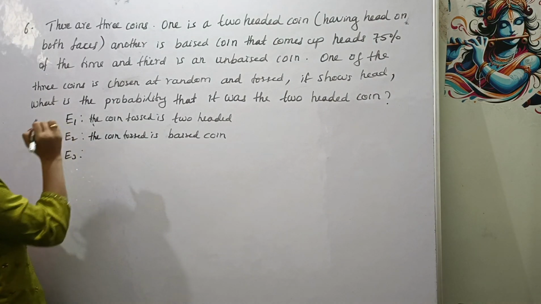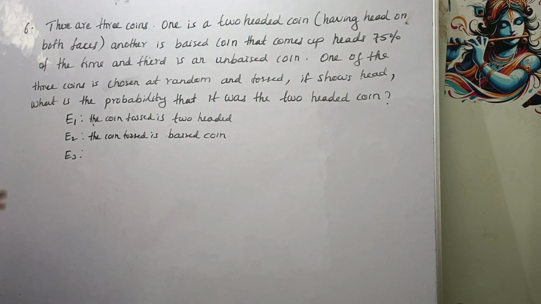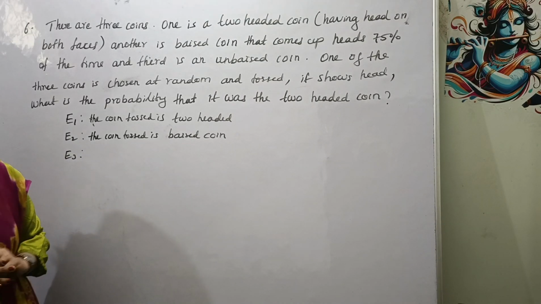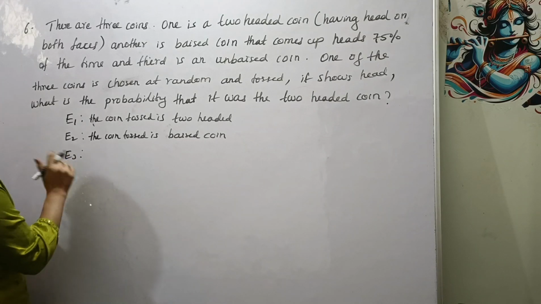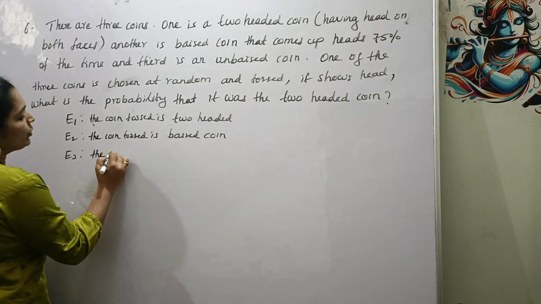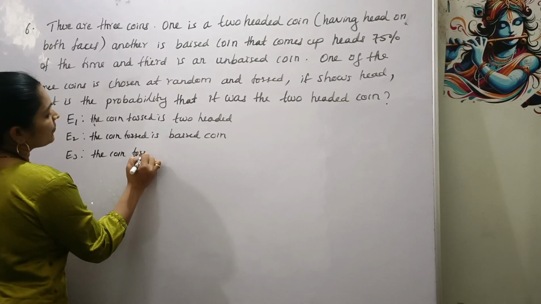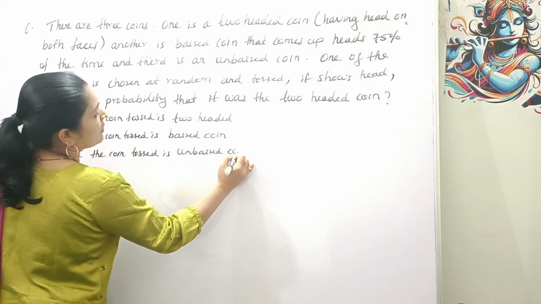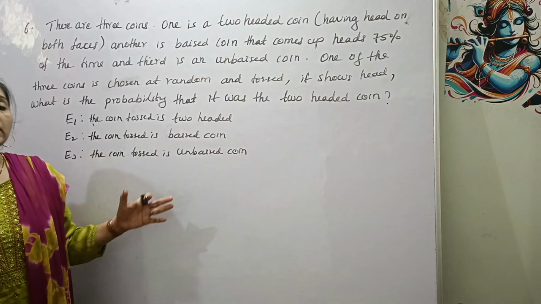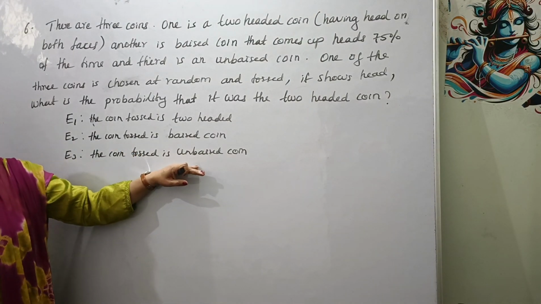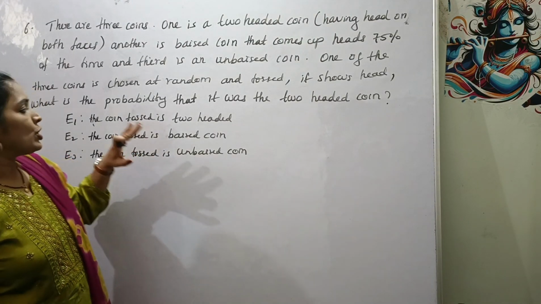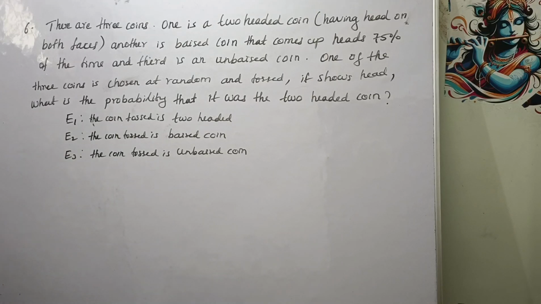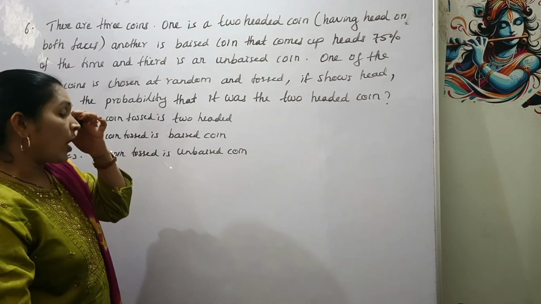And the third coin is the unbiased coin. That is, an unbiased coin is a coin which has head and tail on either side. So let E3 be the event the coin tossed is an unbiased coin, the coin which has head and tail on either side. So there are 3 types of coins. One coin is tossed. And what do we have to find?